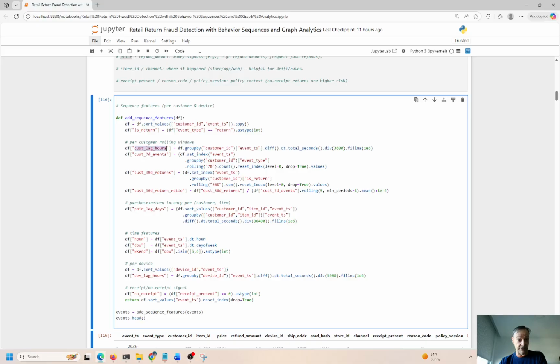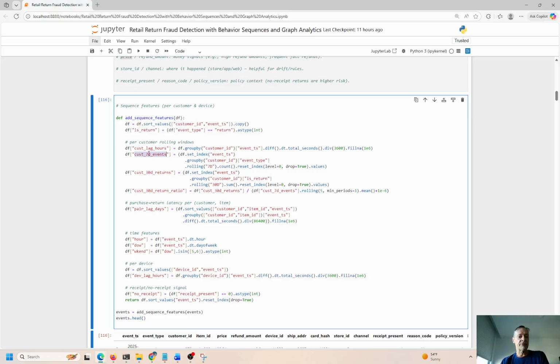So the lag hours is important. The number of events in the last 7 days is important, right? So these fraudsters tend to do these things in quick bursts. They do them in cycles. If there's a bunch of returns in the past 7 days, that could be a fraud flag. In the last 30 days, that could be a fraud flag. And customer return ratio, if the customer is returning a lot of things, like 50% or more of the items purchased are actually returned, that could be a flag as well, okay?